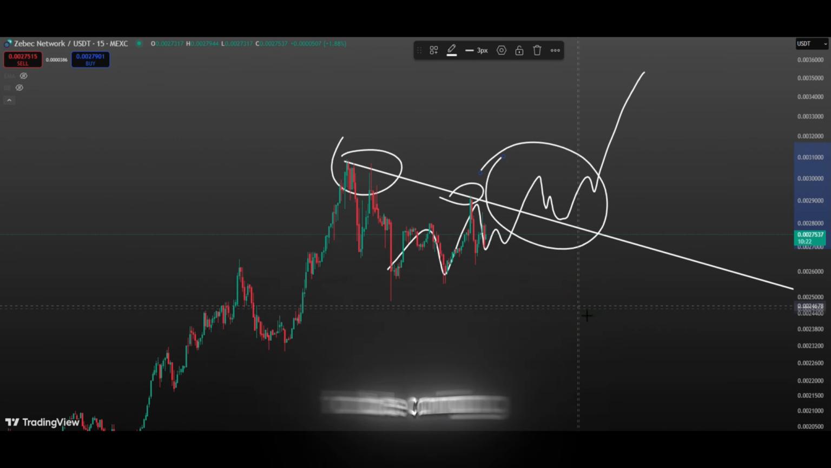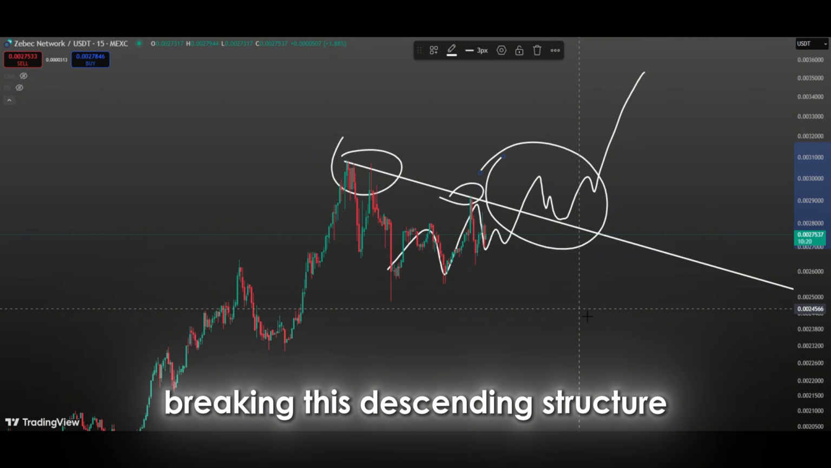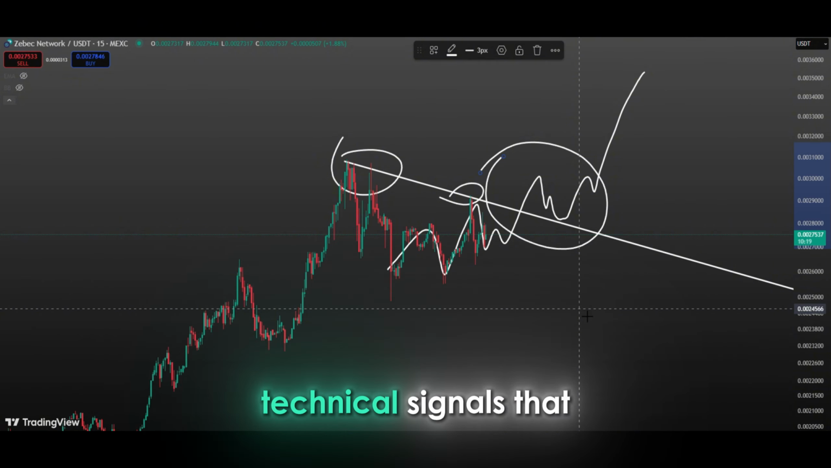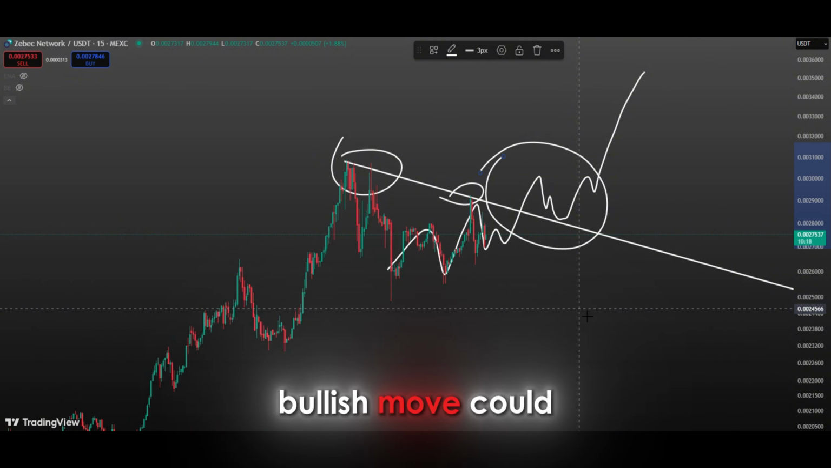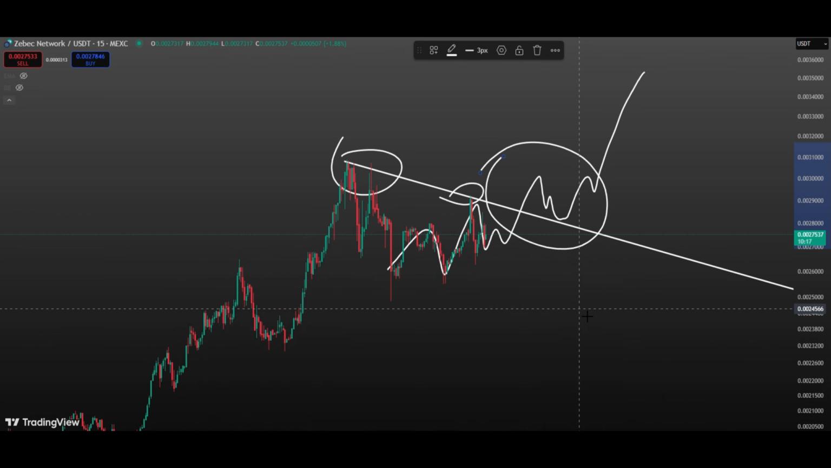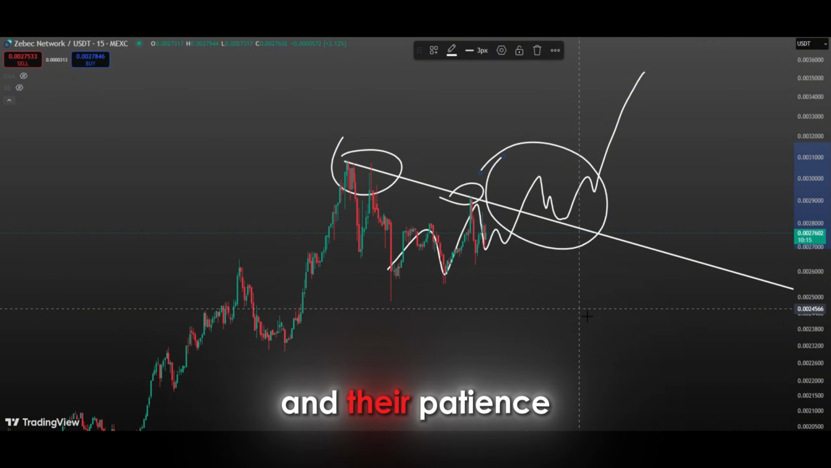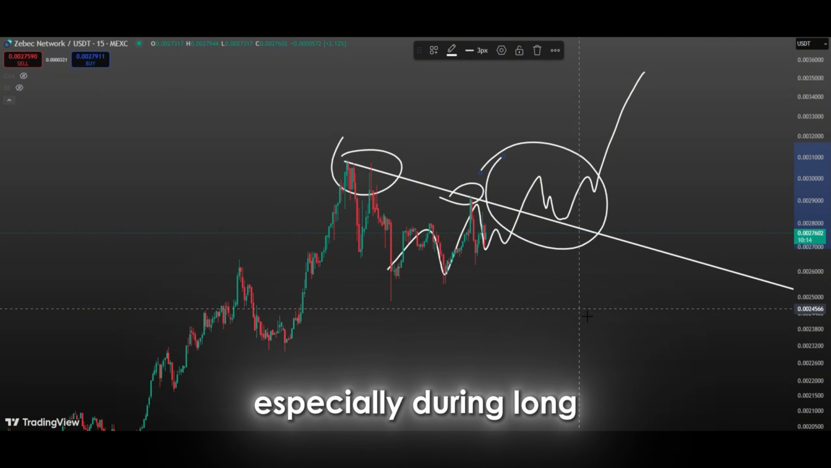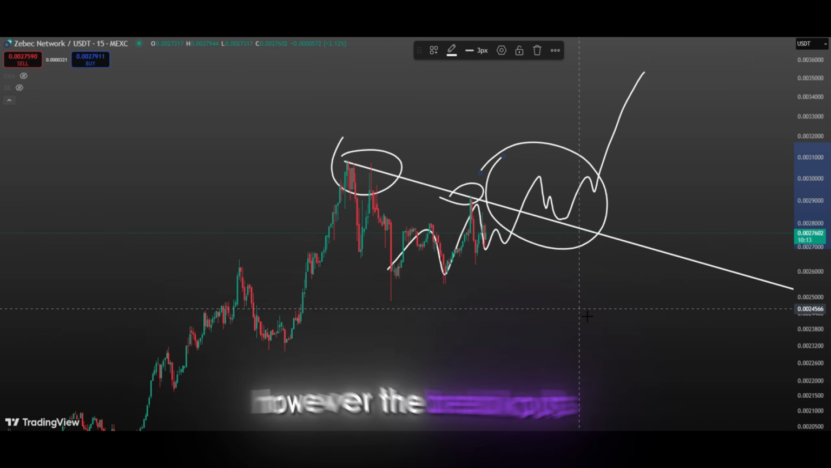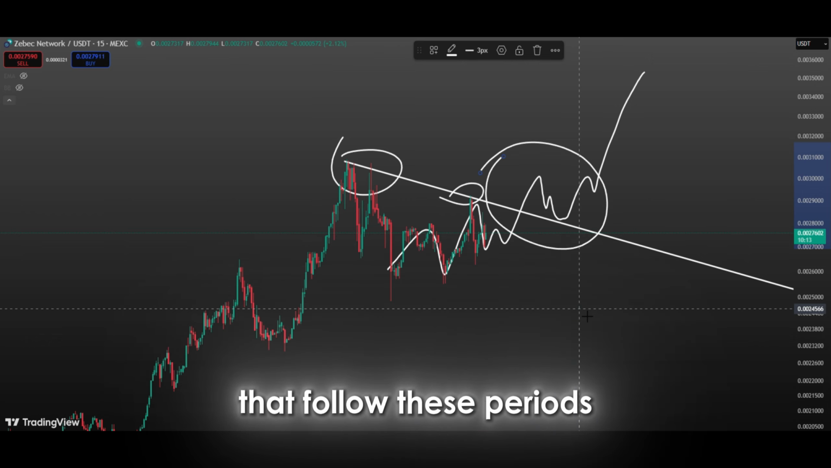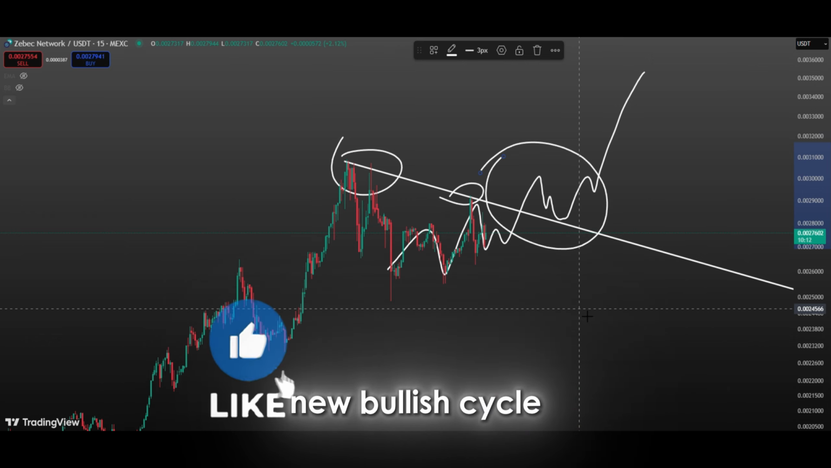This downtrend seems to be coming to an end, and the price is trading very close to breaking this descending structure. This is generating strong technical signals that a much stronger bullish move could begin in the coming period. Downtrends are periods when investors get psychologically tired and their patience is tested, especially during long periods of consolidation. However, the breakouts that follow these periods often herald a new bullish cycle in the markets.